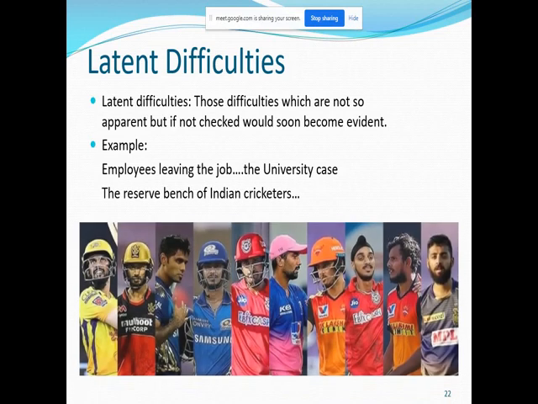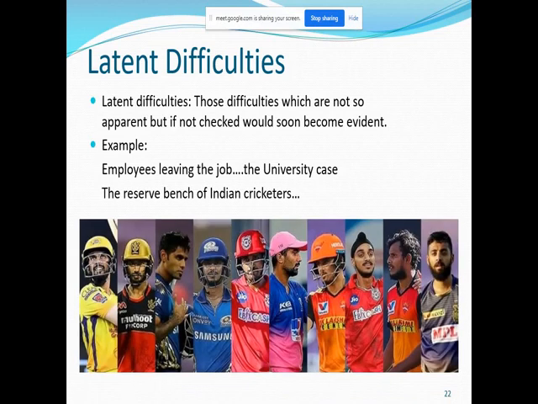And the reserve bench of Indian cricketers, you see, these are a group of players who are actually in the reserve bench. They are actually knocking at the door of getting into the Indian senior cricket team. This is Ishan Kishan. This time he is the highest paid IPL cricketer, getting around 14 crores. Now he has become almost a regular in the Indian cricket team. So these are actually the reserve bench.